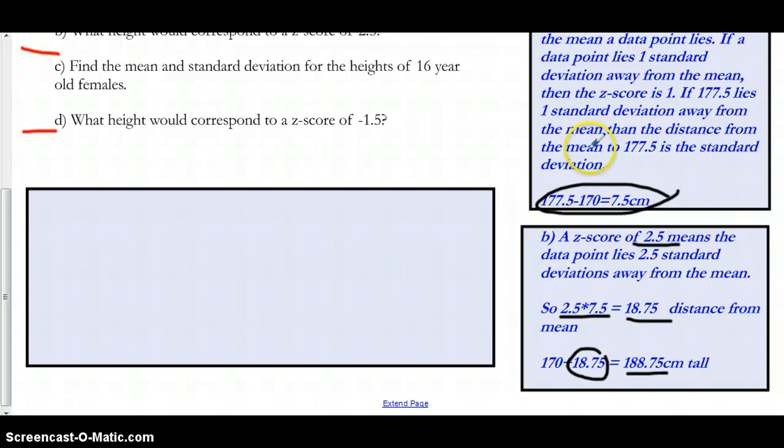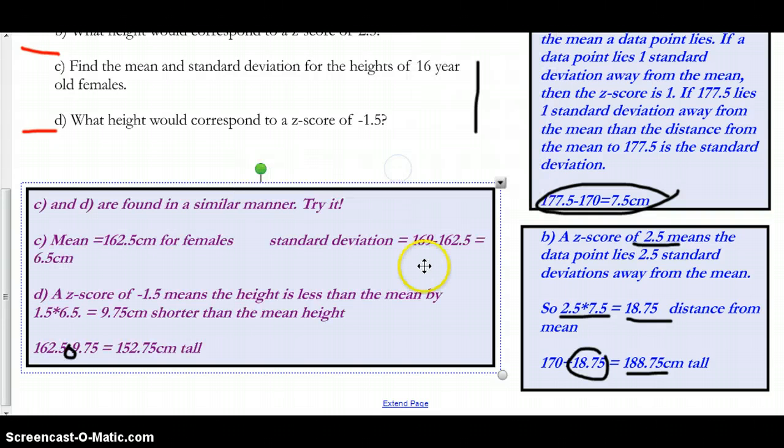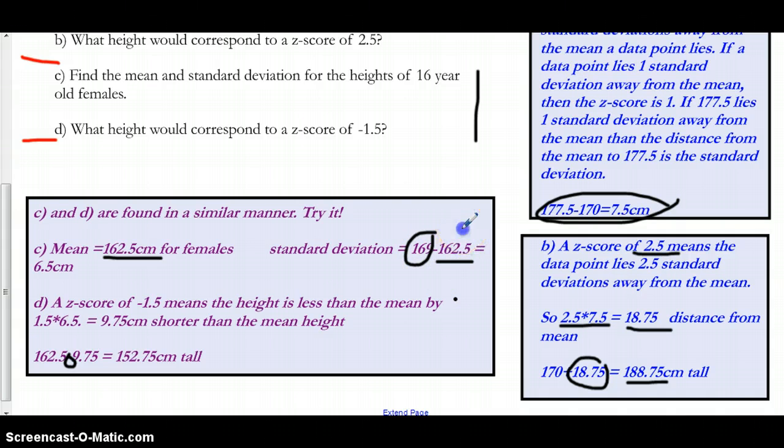Use this same idea from parts A and B to help you with parts C and D. There's just different given information. Press pause again if you haven't completed them. So like I said, these are very similar. And if the z-score was 0 at a height of 162.5 centimeters, that is the mean. If one standard deviation was 169 centimeters, then that distance from the mean of 162.5 is the standard deviation. If I have a z-score that's negative, I know that the girl is shorter than the mean. So she's going to be shorter than 162.5 centimeters.